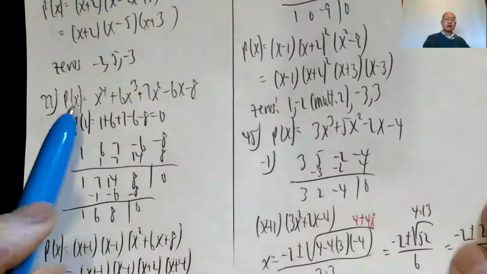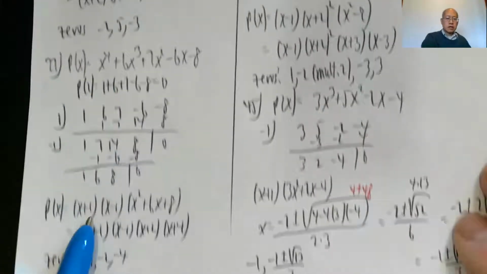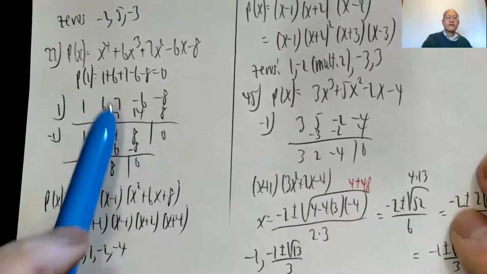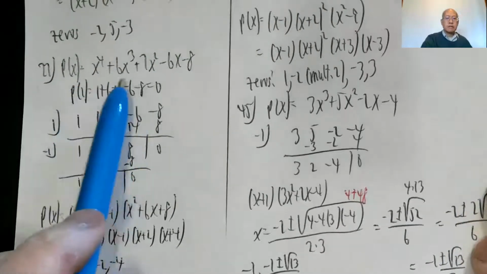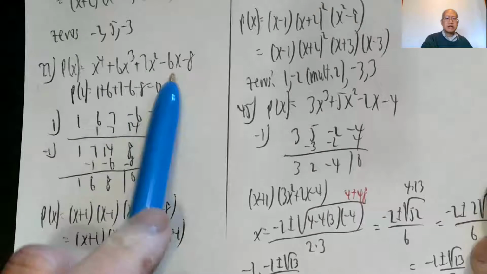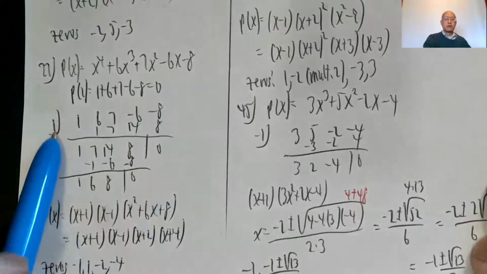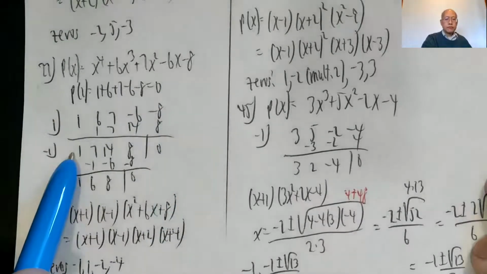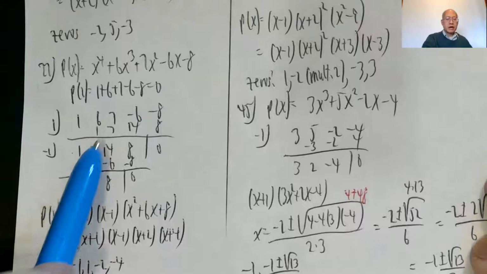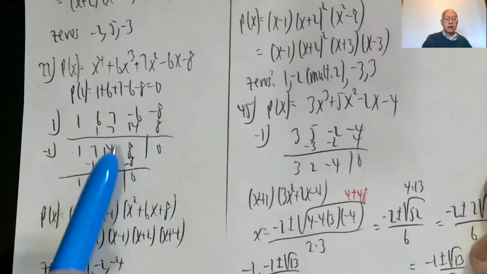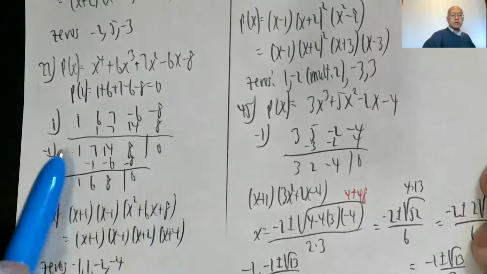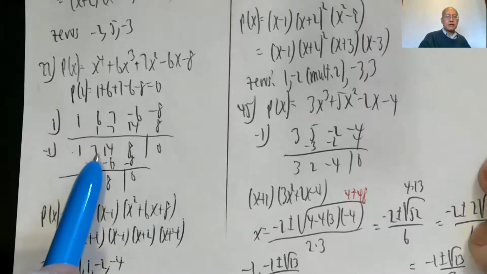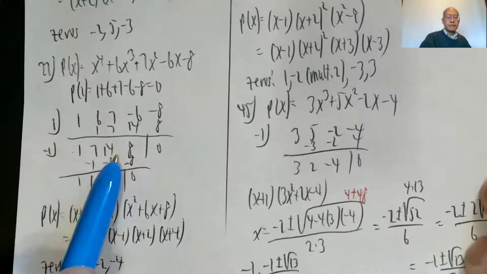Okay, 27, this is harder. Fourth degree means there's going to be 4 factors and 4 zeros. Again, 1 by inspection works. 1 plus 6 plus 7 minus 6 minus 8 is 0. So 1, 1, multiply, add, multiply, add, multiply, add, multiply, add, 0. So this gets depressed down to 1, 7, negative 14, and 8.